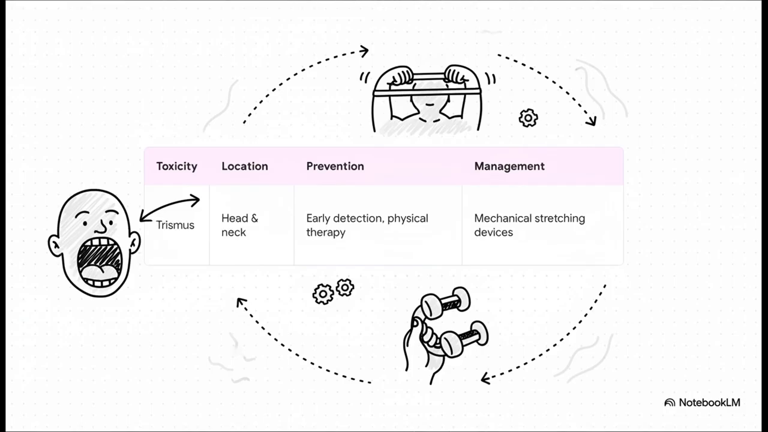It's a very similar story with trismus. That's the inability to fully open your mouth. Again, prevention through physical therapy is just way more effective than trying to treat it after the fact. Once those jaw muscles fibrose from the radiation, it is incredibly hard to reverse. So proactive stretching is absolutely essential.